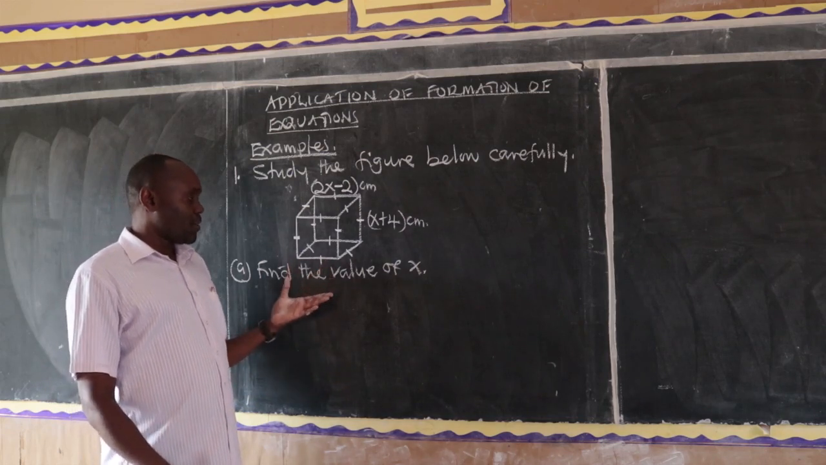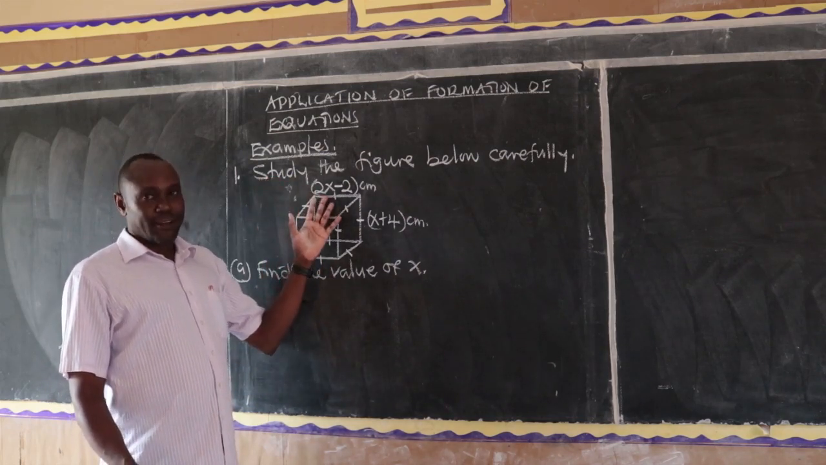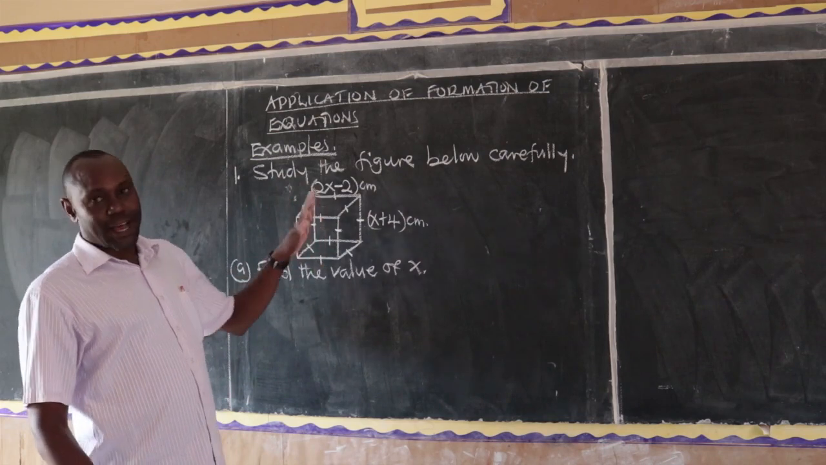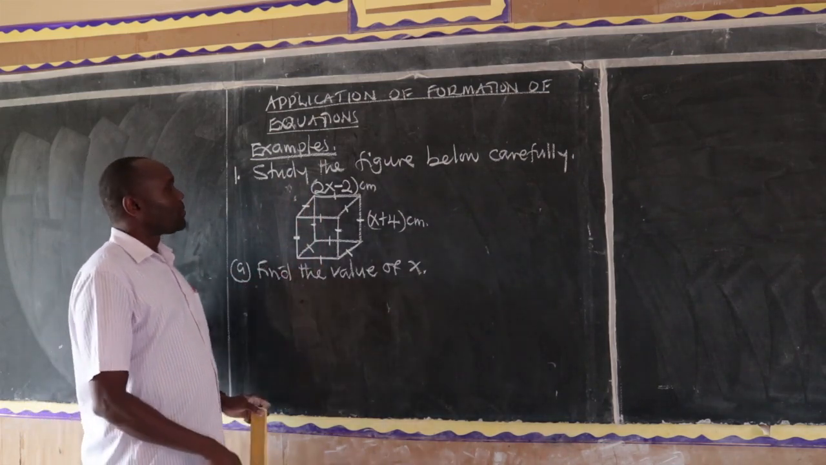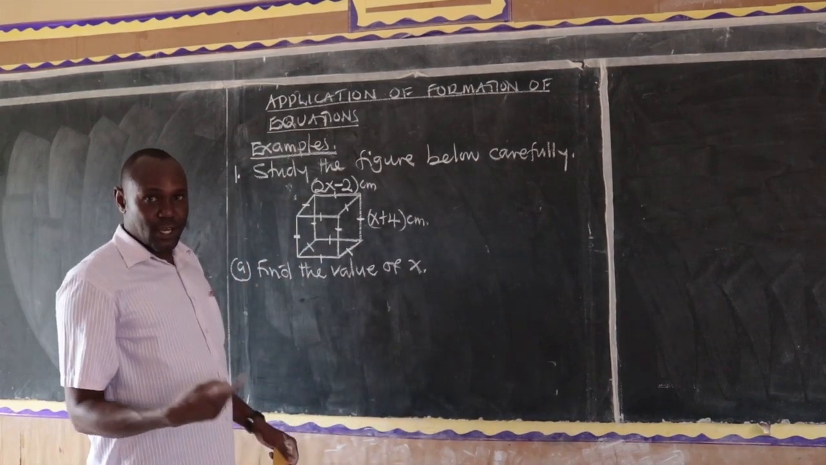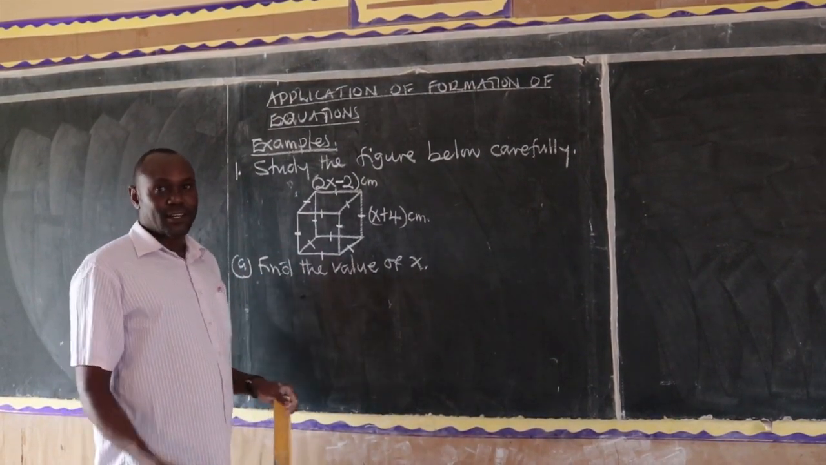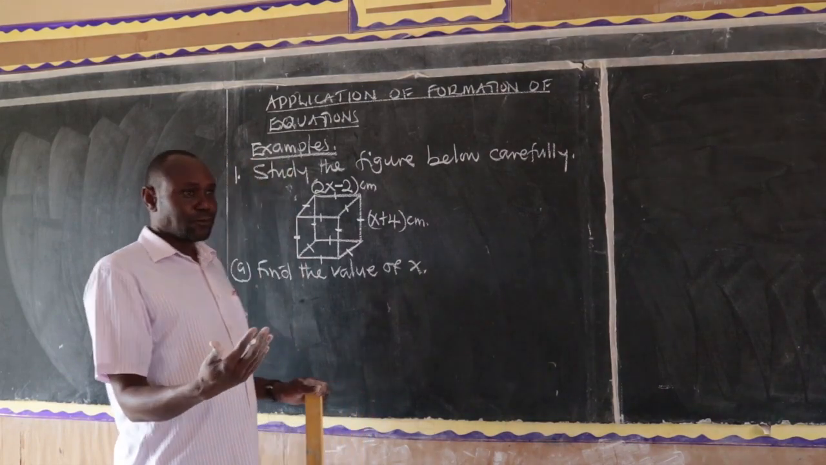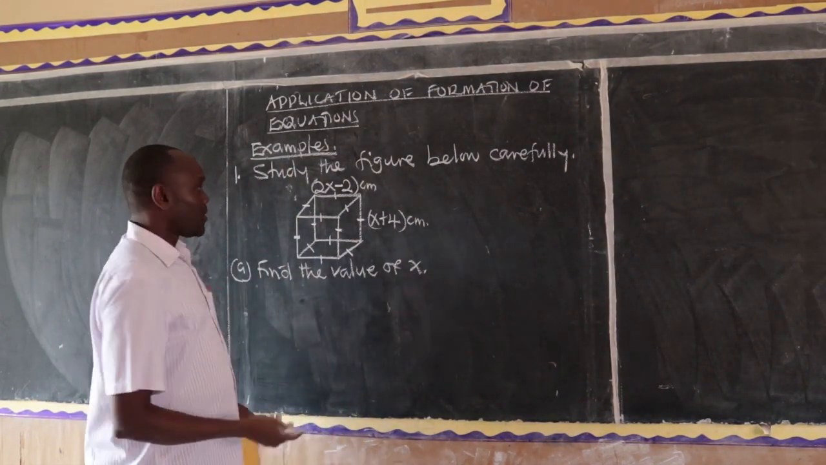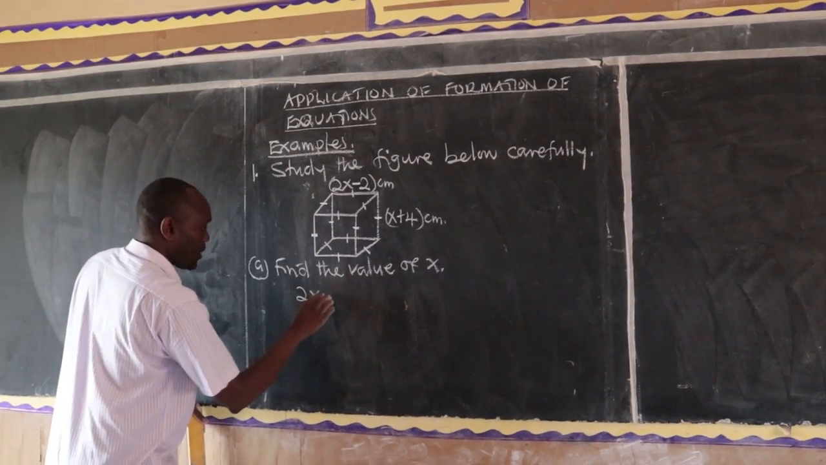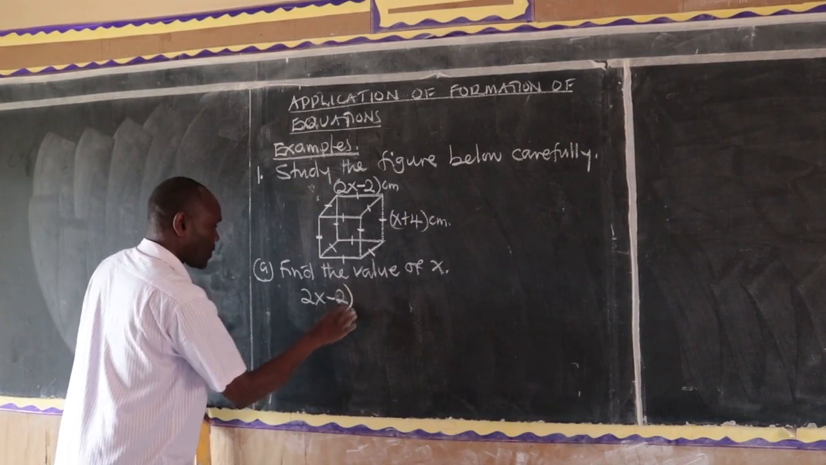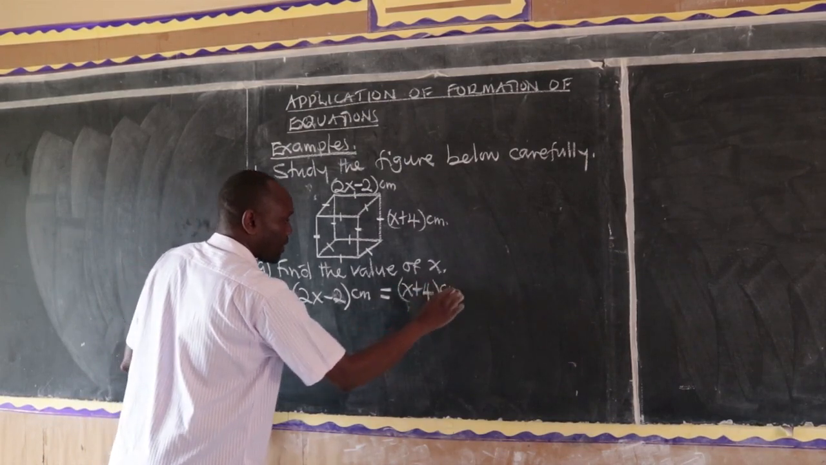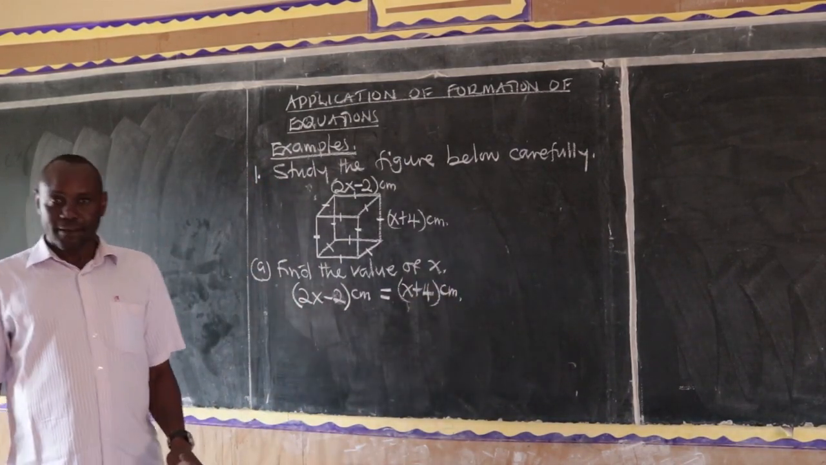And remember, our equation has the left and the right hand side. Therefore, we look at which sides are equal. Since a cube has all the sides what? Equal. Therefore, this one is the simplest. It's not like a cuboid, whereby you have to identify the two sides which are equal. This one is direct. So you form an equation and say (2x minus 2) centimeters equals (x plus 4) centimeters. So we have formed an equation.